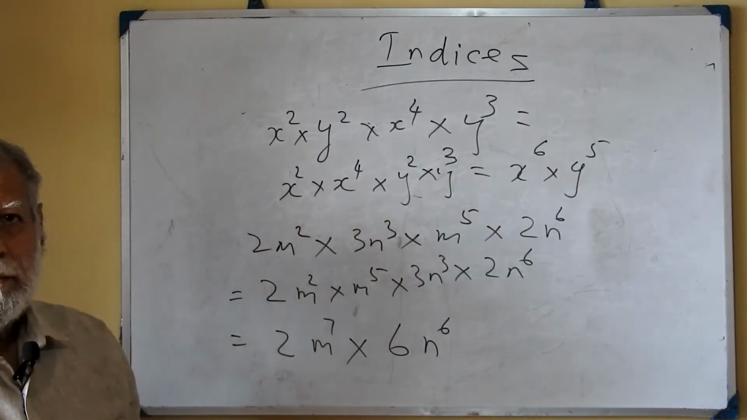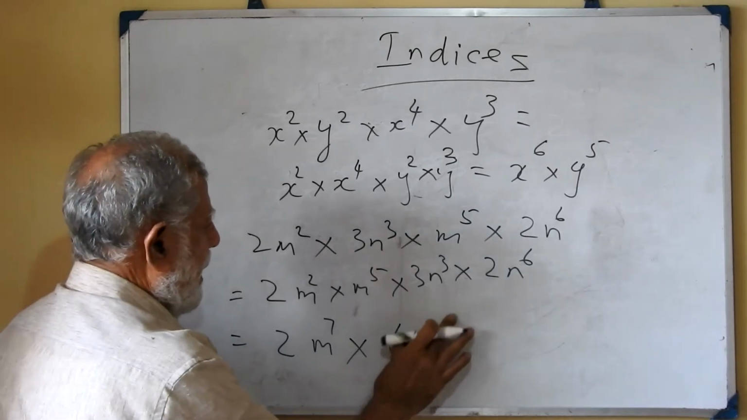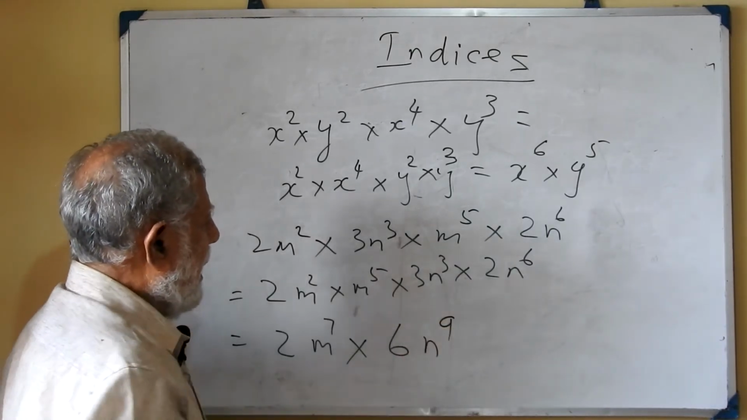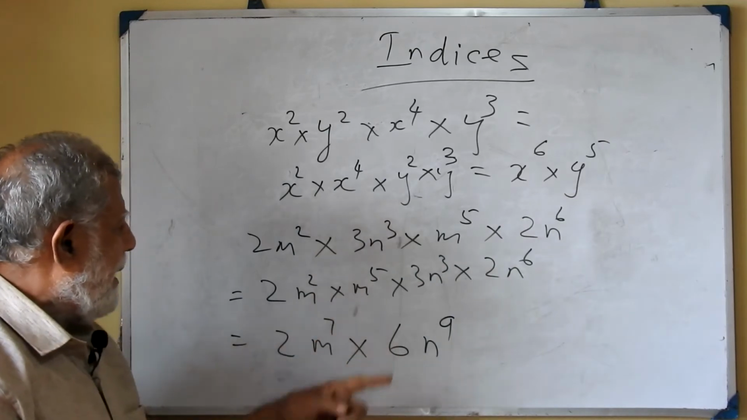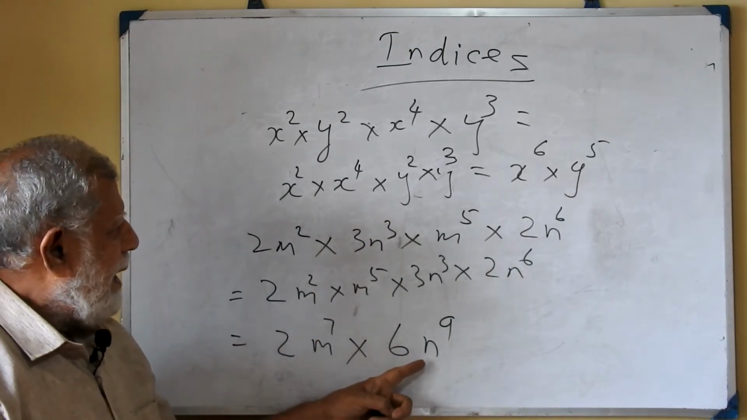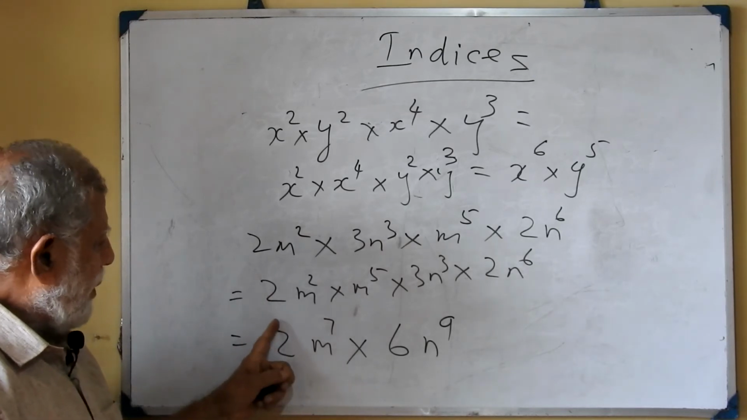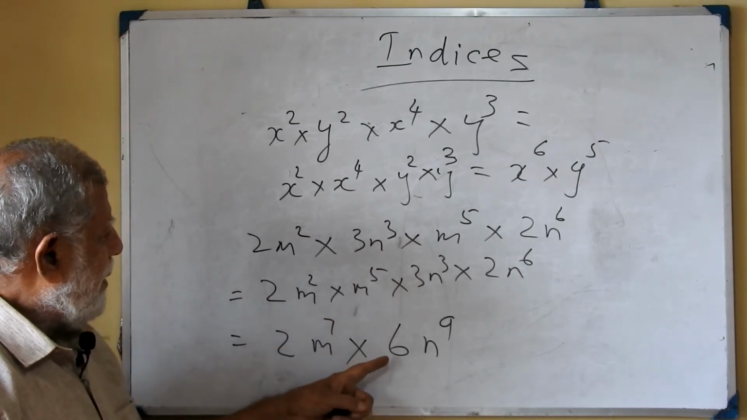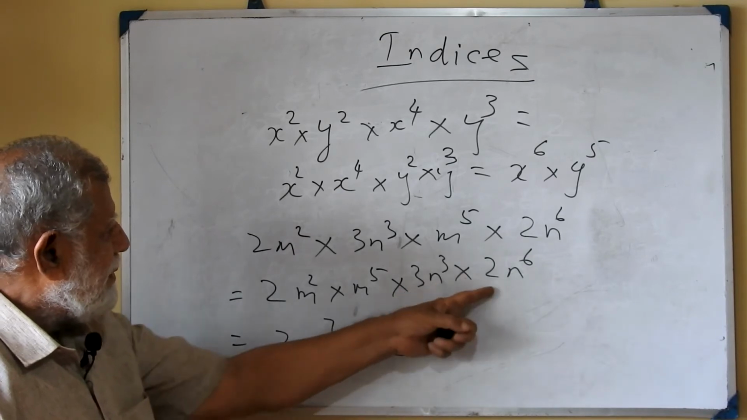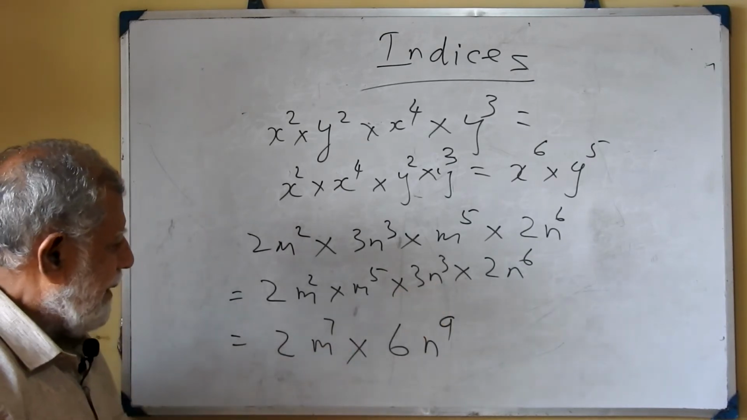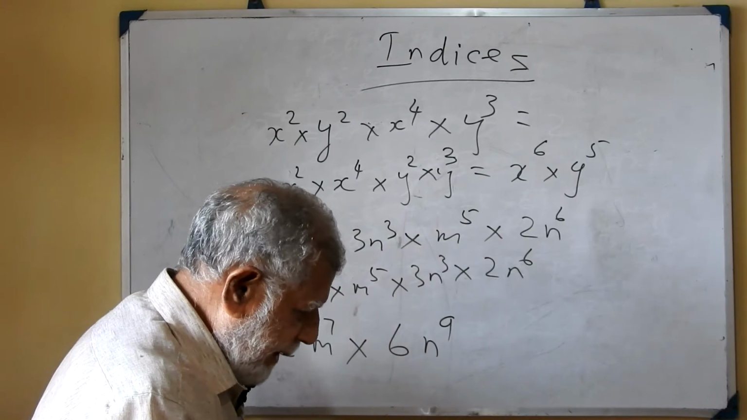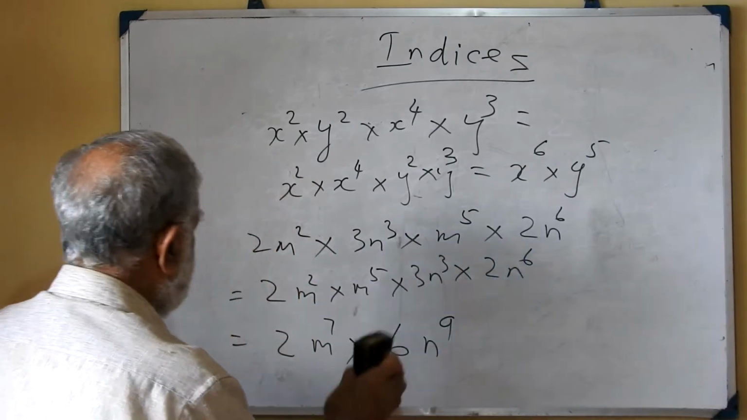So what you have to learn, children, is that you can't join m and n. M has to go separately and n has to go separately. So here 2 into m to the power of 7 into 6 n to the power of 9. Okay. We'll take one more example.